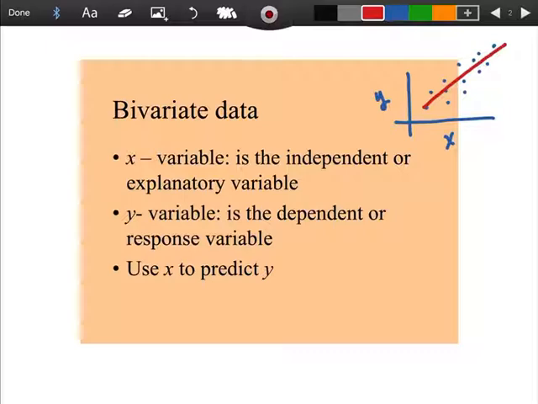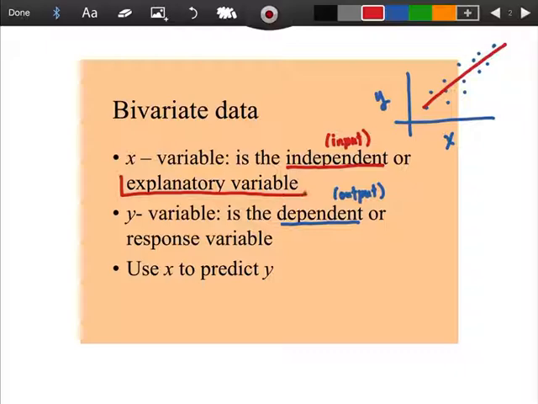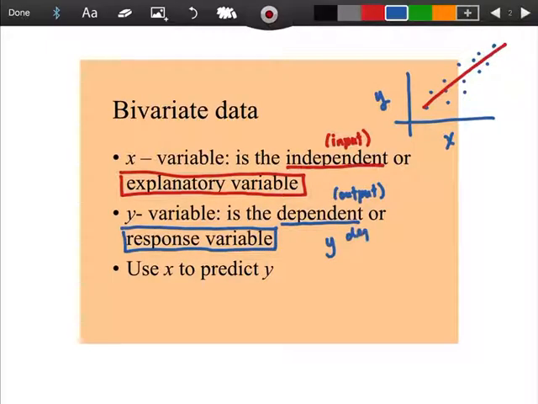Well, today we're going to take this bivariate data and we're going to create a prediction equation or a line of best fit. When we have data with both x and y values, our x variable is our independent variable, also known as the input. Our y variable is the dependent variable, also known as the output. In statistics, our x variable is called the explanatory variable, because typically we think of it as explaining the outcome or explaining the response variable, which is our y variable.